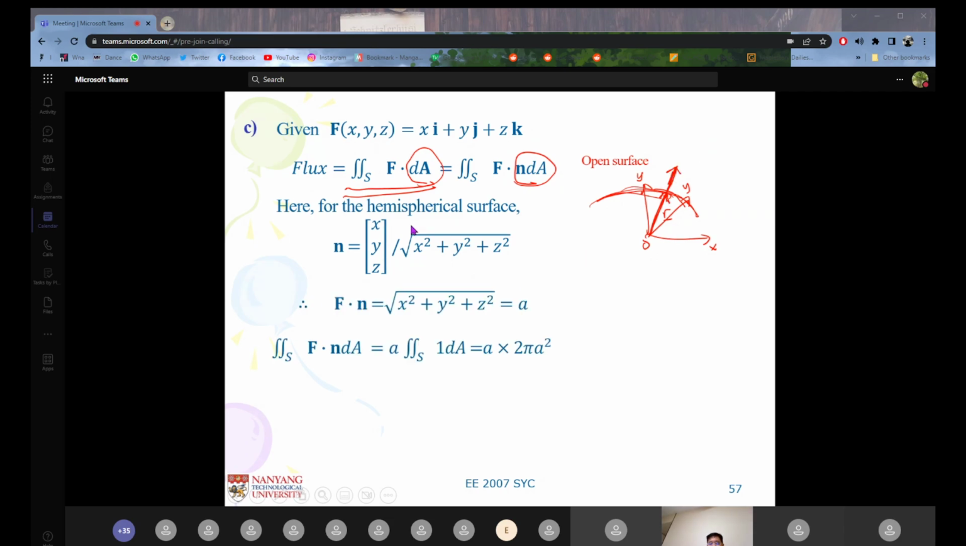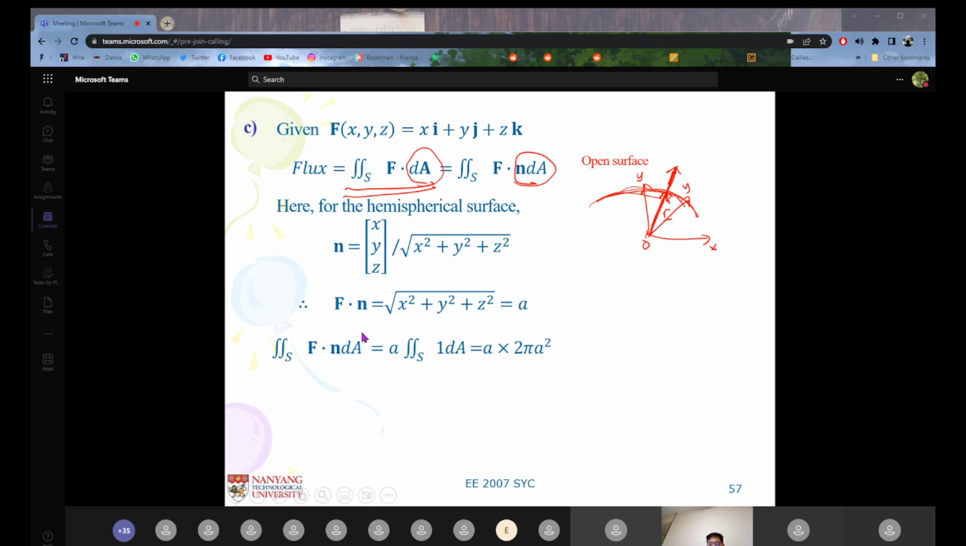All right. So F dot N here, this is the F, which is R. N is the R divided by the magnitude of R. So the dot product of these two will simply give me this one, because F dot this N here will give you X squared plus Y squared plus Z squared, and then divided by the square root of this, I will get this. And what is this? This is none other than a simple constant.